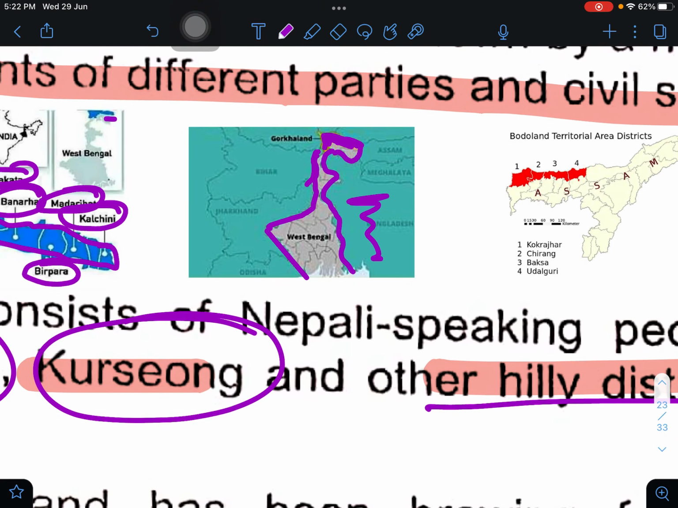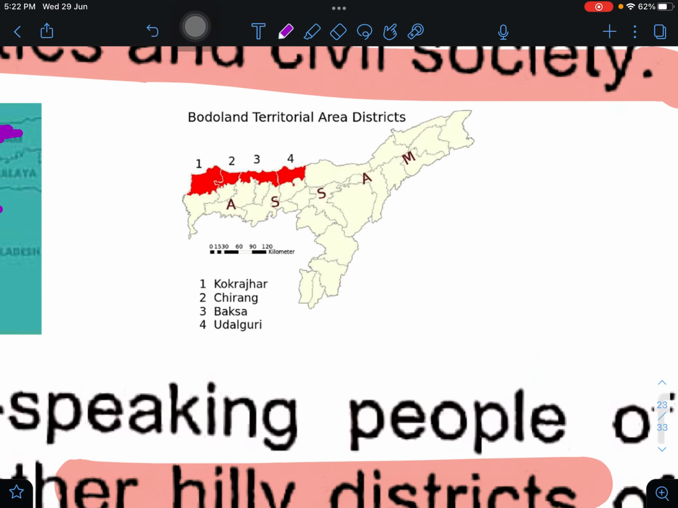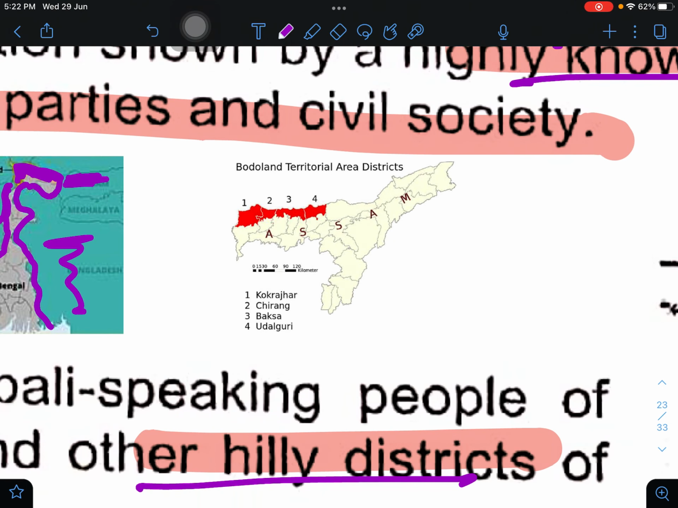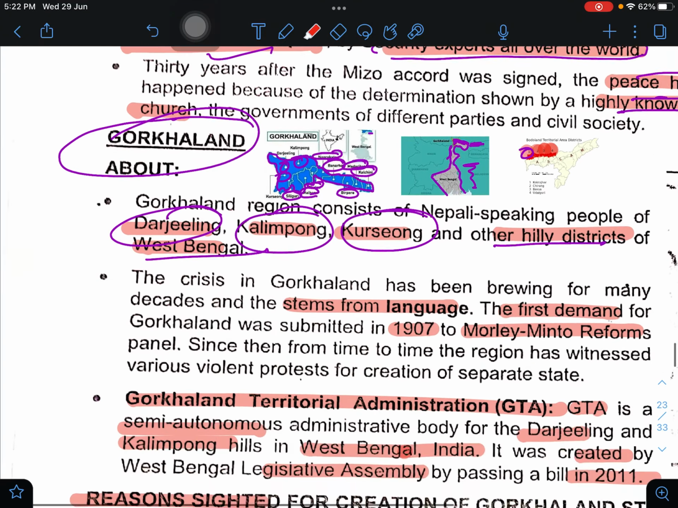When you go a little bit eastwards towards Assam, they are asking for Bodoland. I have downloaded the map for Bodoland also. This red one has four districts: first Kokrajhar, second Chirang, third Buxa, and fourth Udalguri. This is for the borderland. So, enough with the mapping.